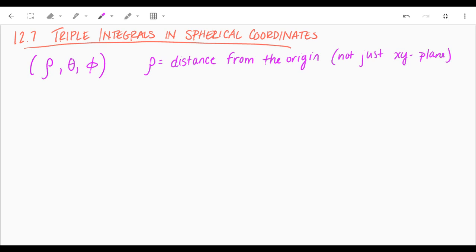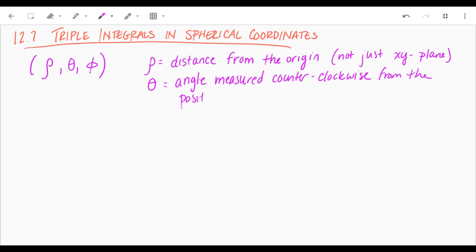Okay, theta is the same as it was in cylindrical. It's the angle measured counterclockwise from the positive x-axis. So again, that's the same as polar. And then we get phi. This is the angle measured from the positive z-axis.